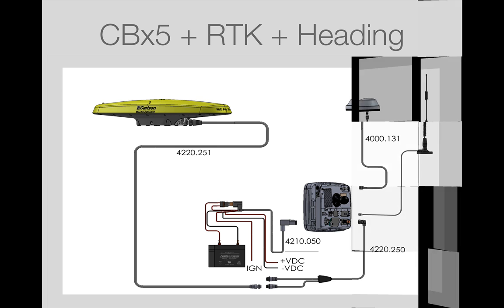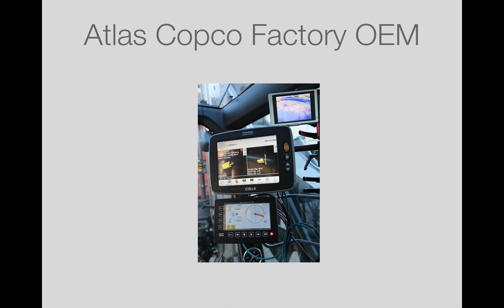Now, there are also axial sensors on a drill. There's body, pitch, and roll. There are encoders. There are different positions of the feeder, and we need to monitor and measure those angles as well. And there are two ways to do that. One is to retrofit sensors on the drill and then feed those sensors to one of the CAN bus ports on the CBX5. That we can do.